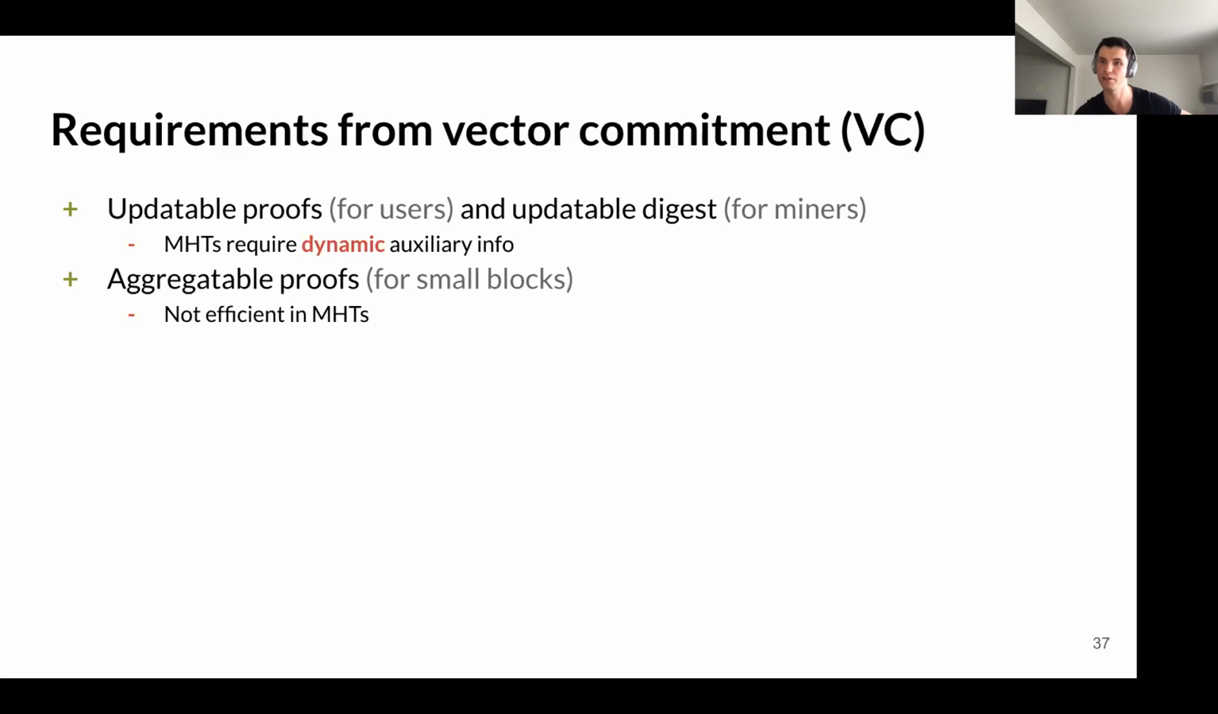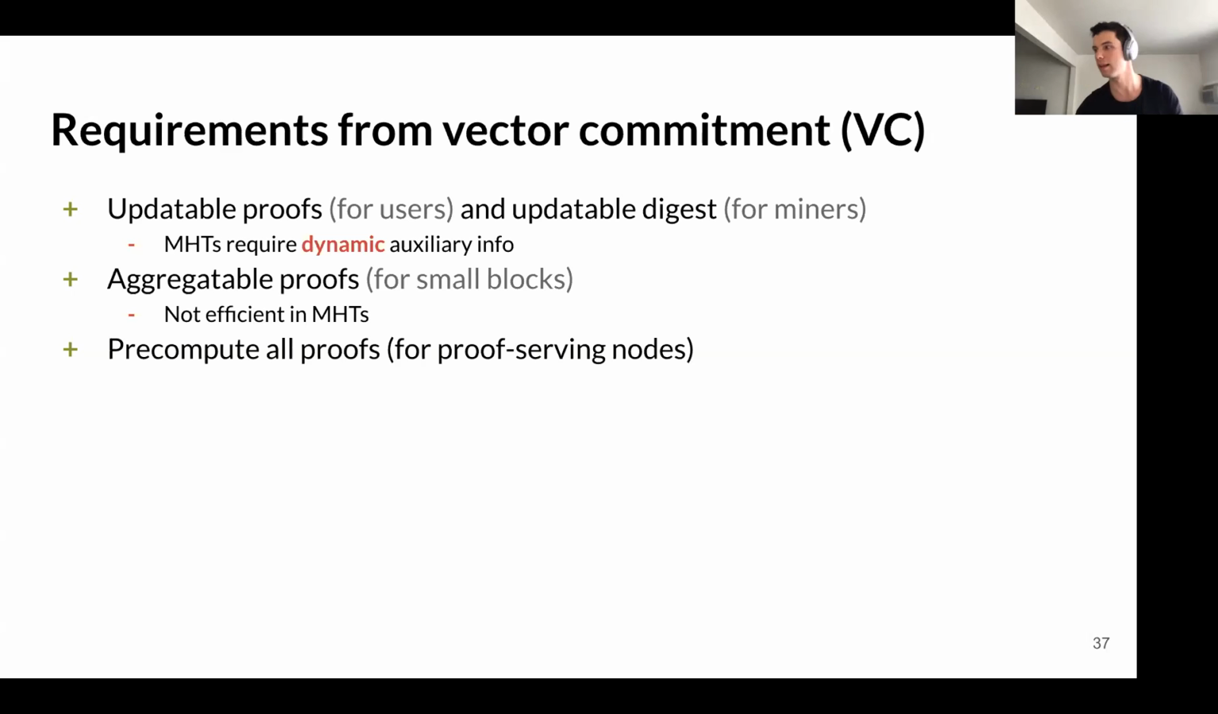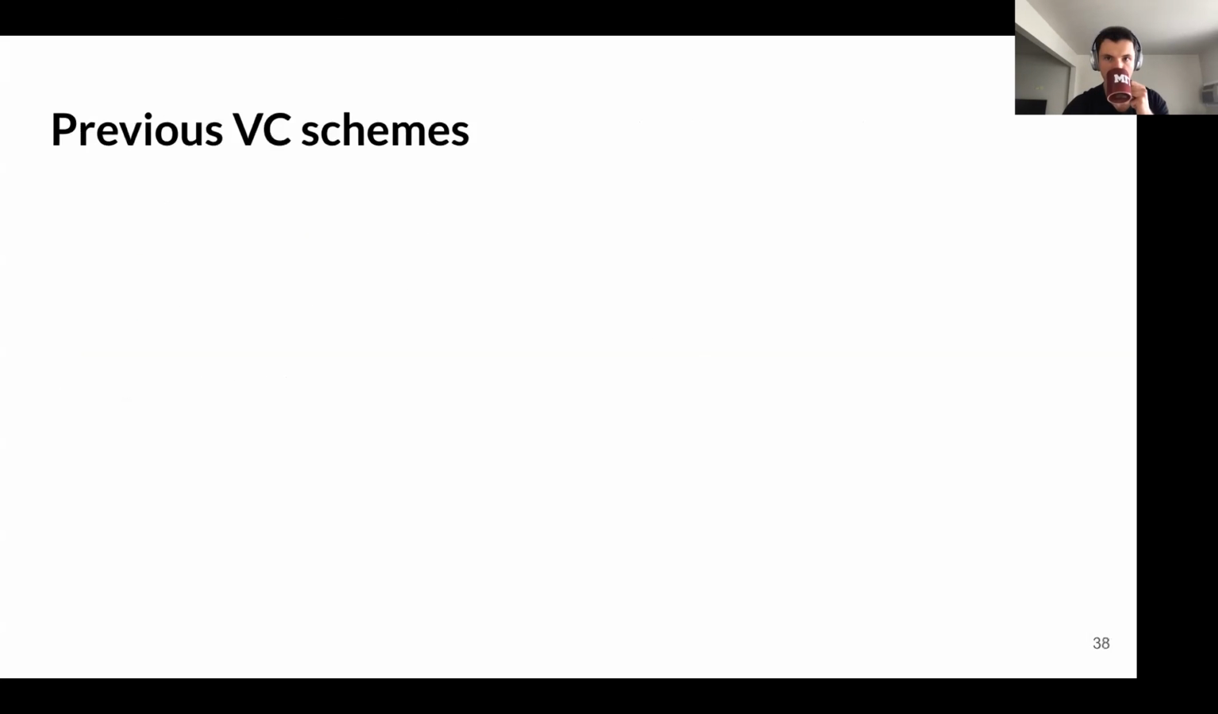This can be done in Merkle hash trees using SNARKs in principle, but it's not efficient. And lastly, if we're going to have these proof serving nodes, they have to have a way of pre-computing all proofs fast. And of course, we want concrete efficiency.